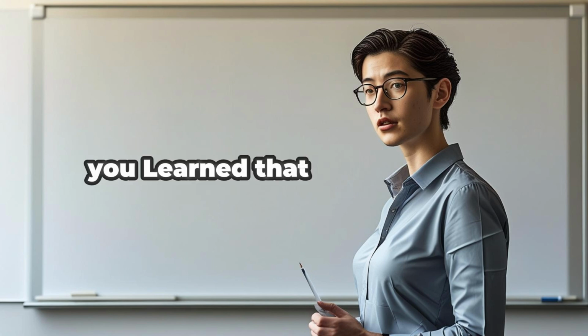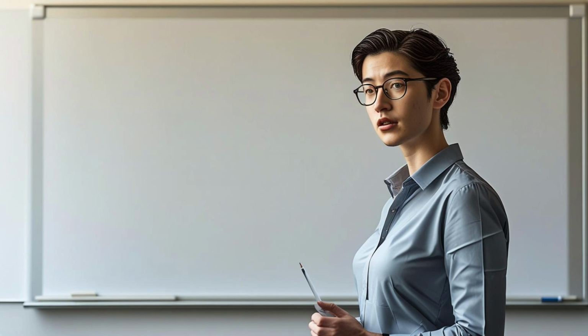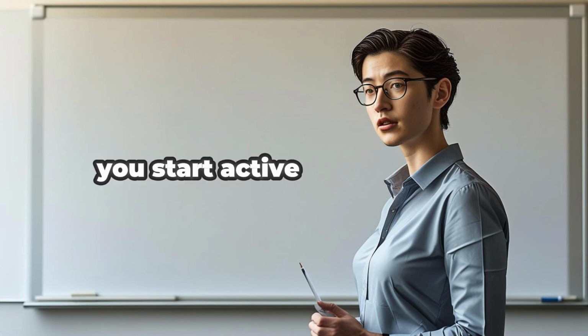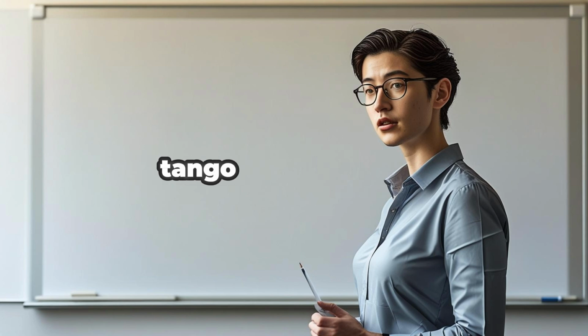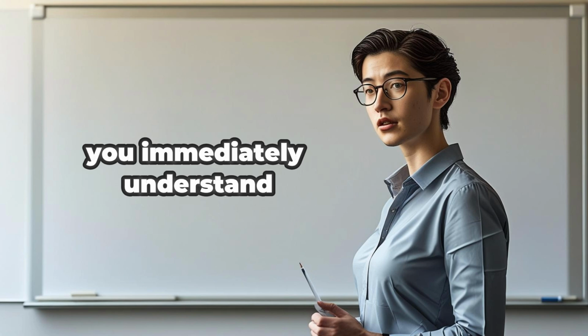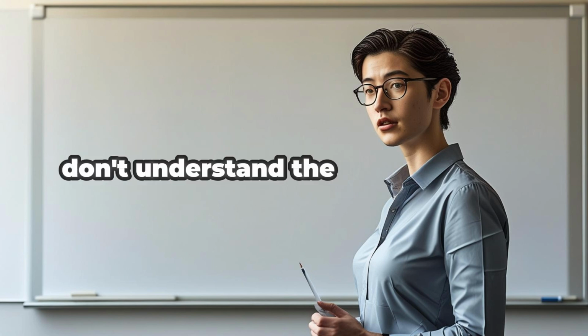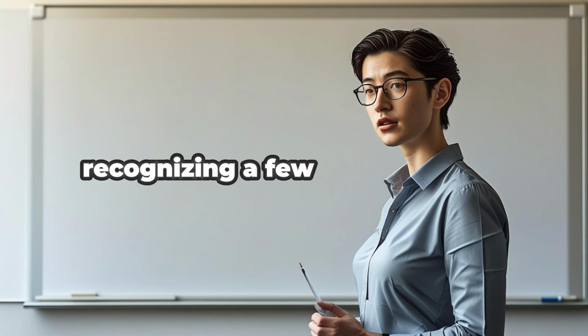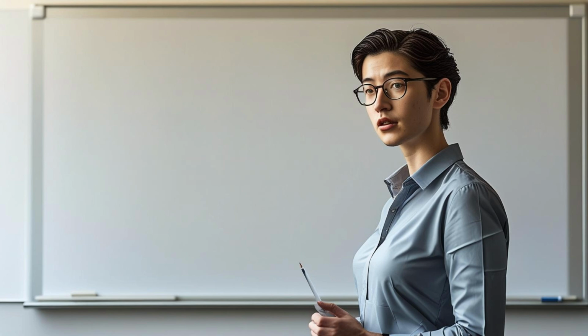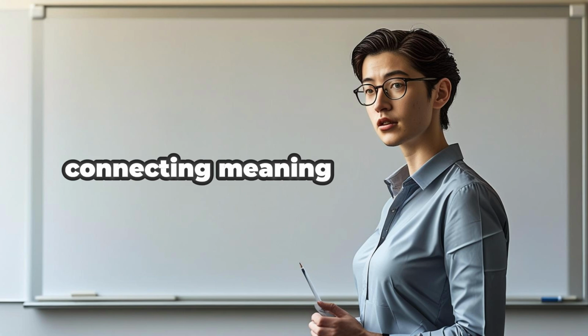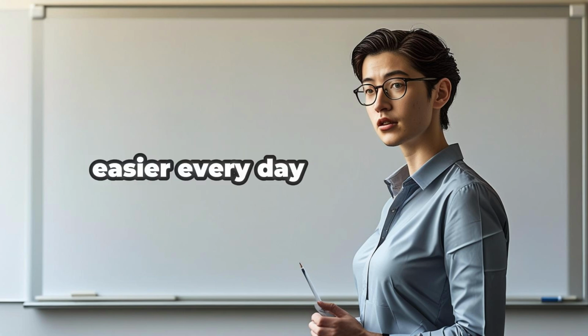In Lesson 1, you learned that listening builds rhythm. In Lesson 2, you start active listening, meaning you listen and try to identify words you already know. For example, if you hear quiero, you know it means I want. If you hear tengo, you know it means I have. If you hear hola or gracias, you immediately understand. Even if you don't understand the full sentence, recognizing a few words is already progress. Your brain begins connecting meaning, and comprehension becomes easier every day.